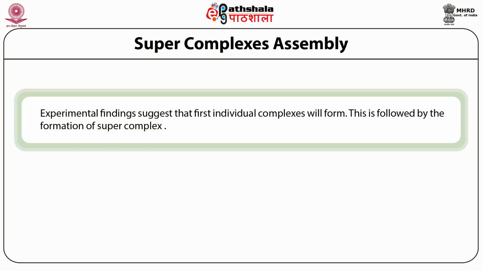Experimental findings suggest that first individual complexes will form. This is followed by the formation of supercomplexes. Mitochondrial DNA encoded products are sequentially incorporated into the individual respiratory complexes. There is a small gap between formation of individual complexes and supercomplex assembly. In Neurospora, it is observed that assembly and synthesis of complex 1 was very closely associated with the supercomplex formation.